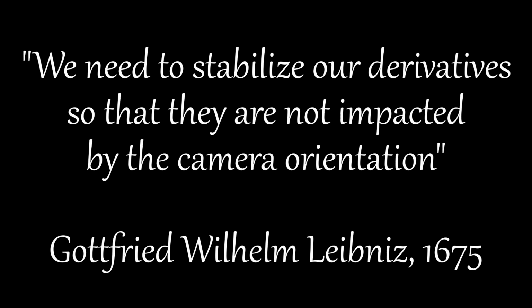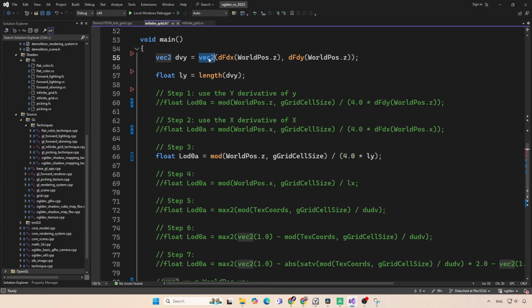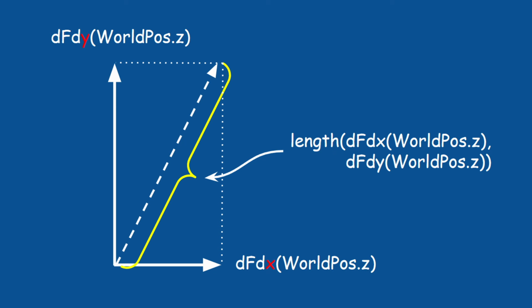So we need to find a way to stabilize our derivatives so that they are not impacted by the camera orientation. What we can do is to create a 2D vector of the x and y derivatives of the z component and use the length of this vector instead of one of the derivatives. In the cases where the value changes on both x and y axes, this provides a more stable approximation of the rate of change of this value.